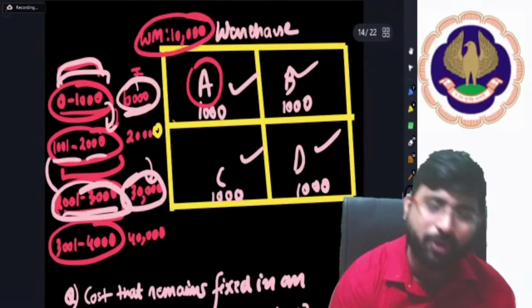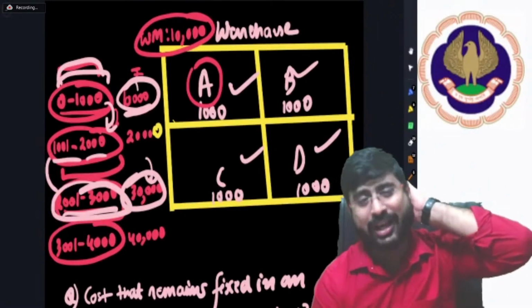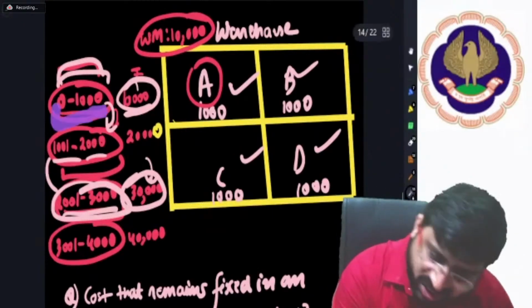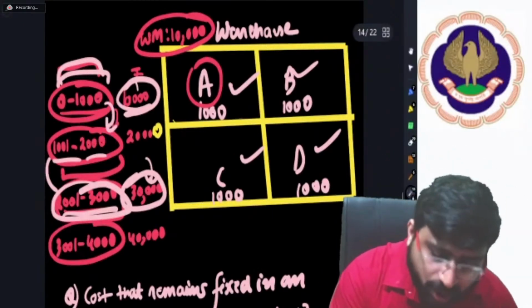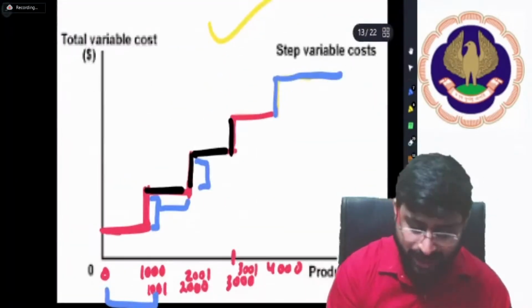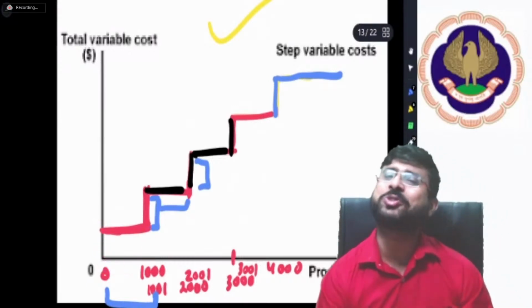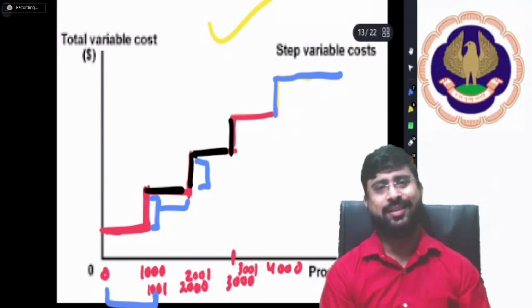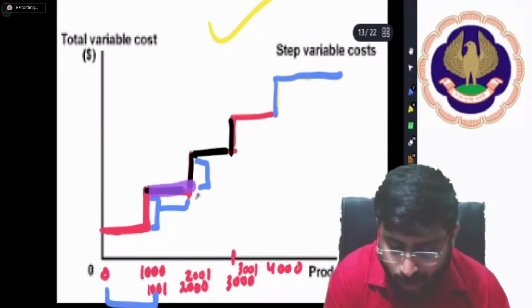But as you move on, it will become variable, because as you go beyond 3000, your cost will increase again. So it is fixed in an interval, but varies on another interval, and so it's called stair step. You see, here from 0 to 1000, the cost was constant. But as soon as you came to 1001, the cost rose up a little. Again, it became constant till 2000.